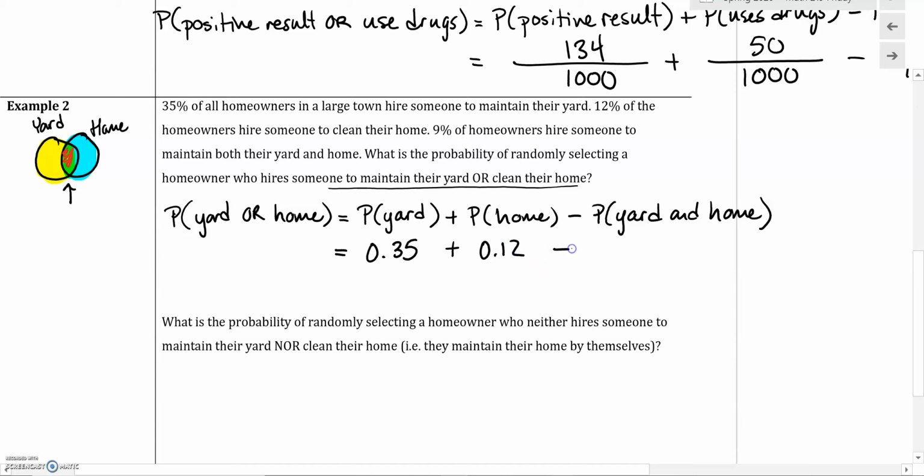And then I need to subtract out the probability that someone does both. It says 9% of homeowners do both. They have someone to maintain both their yard and their home. So minus 9%.